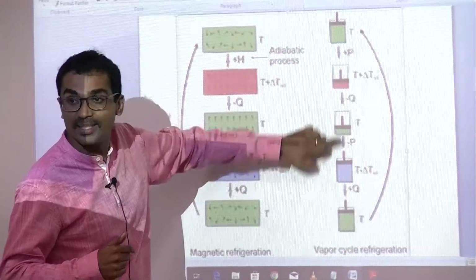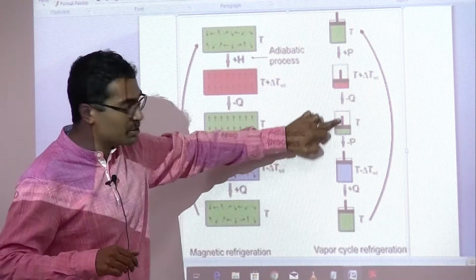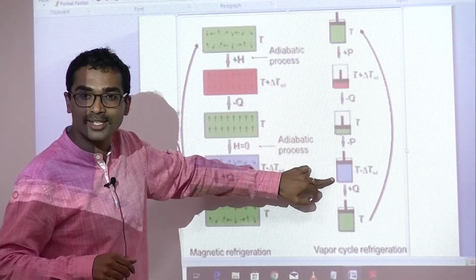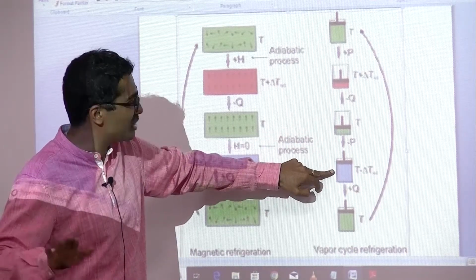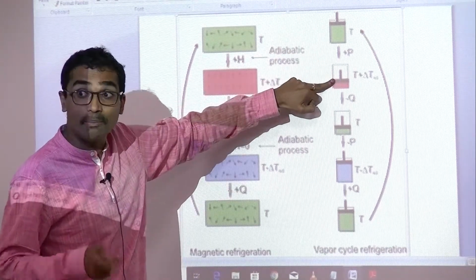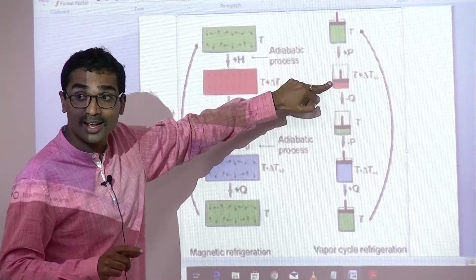this process here. This one is a process wherein it's undergoing expansion. What kind of expansion is this? There's no heat exchange. So what kind of expansion is this? Adiabatic expansion. So I have an adiabatic expansion. Here, there is a compression. There is no heat exchange. So what kind of compression is this?